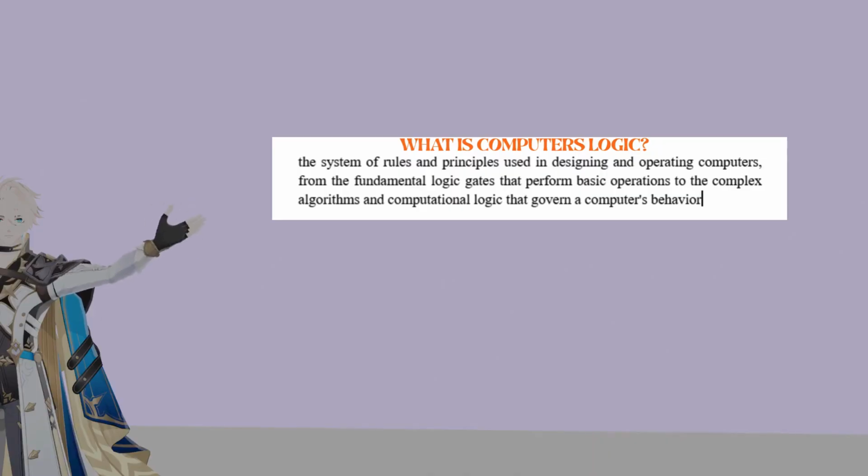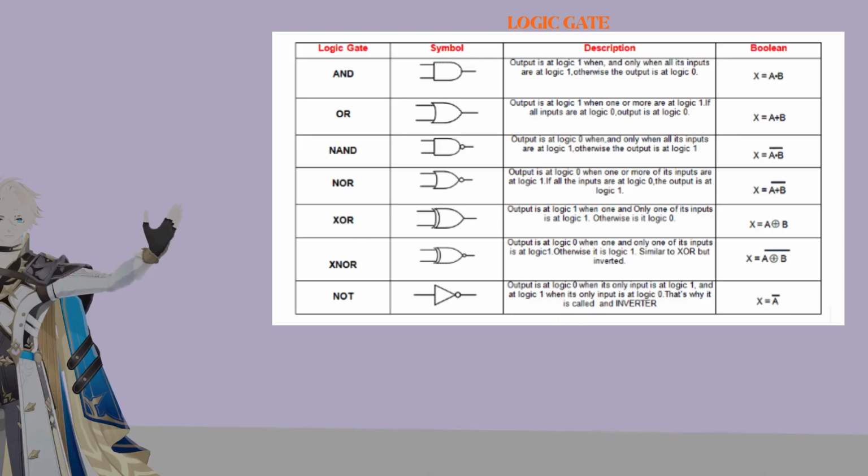So, what is the definition of computers logic? Computers logic is the system of rules and principles used in designing and operating computers, from fundamental logic gates that perform basic operations to complex algorithms and computational logic that govern a computer's behavior. Now, for the logic gates and their function. First of all, I will be talking about AND gate.